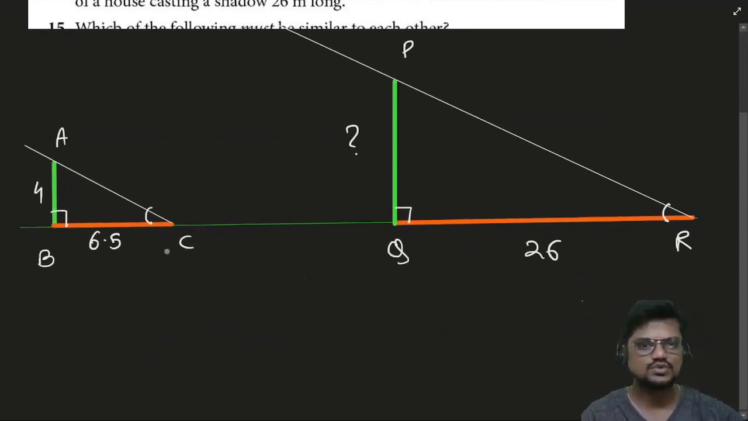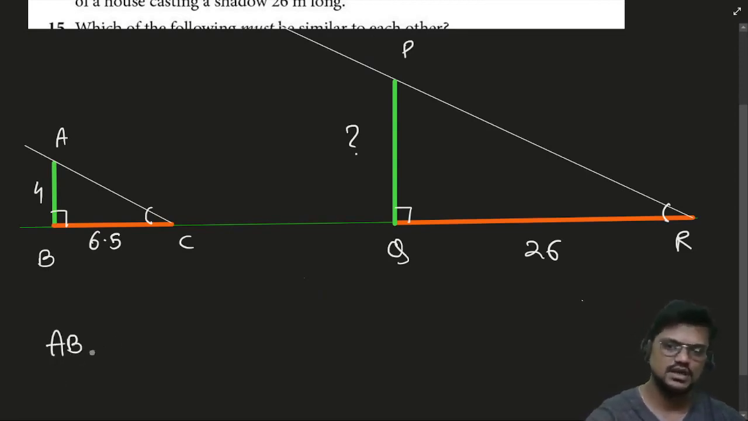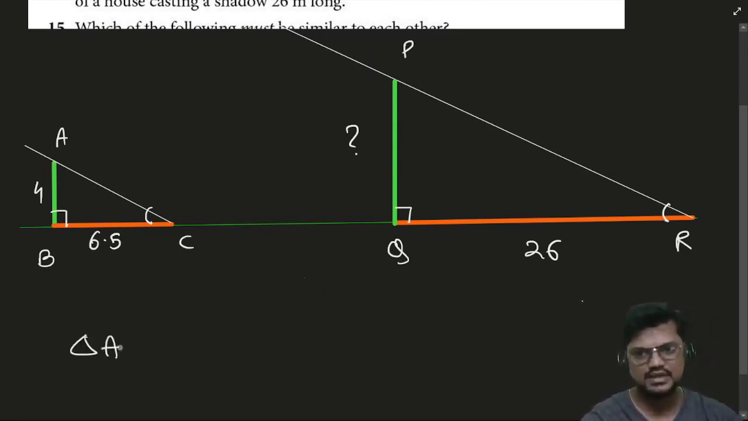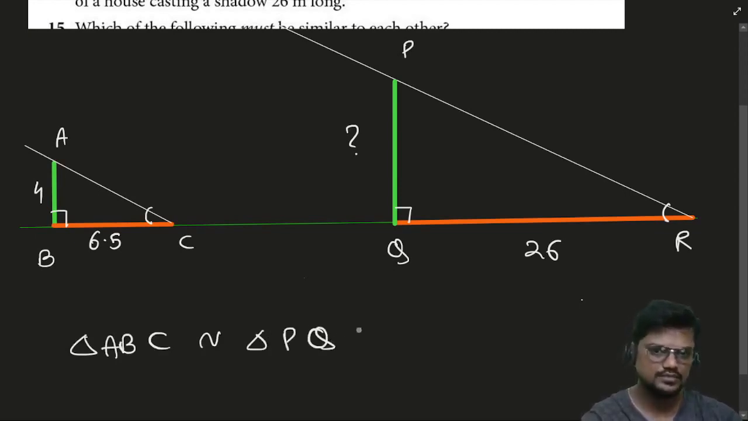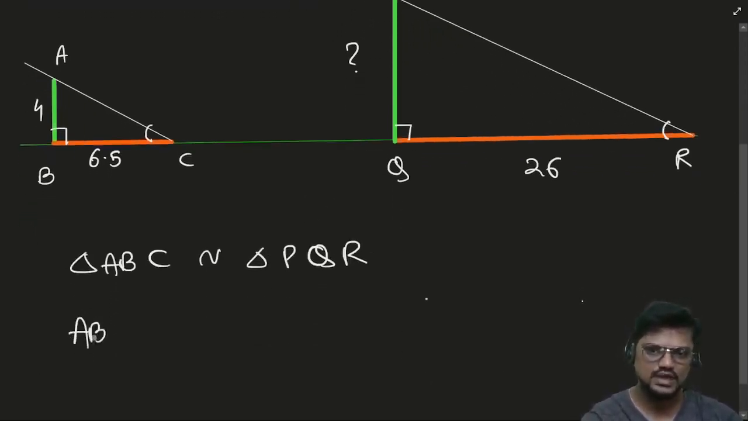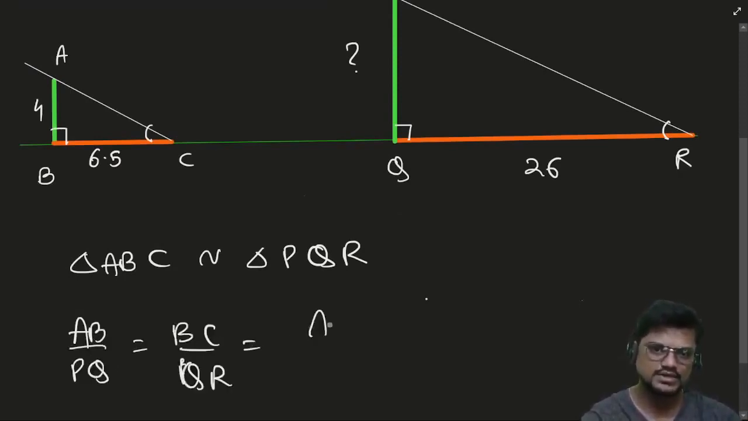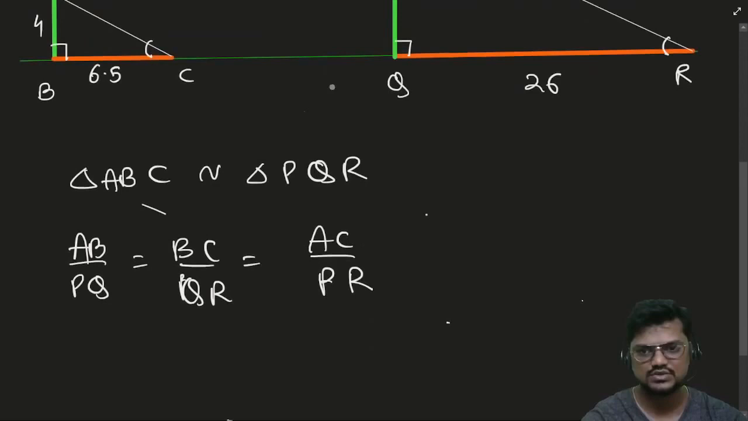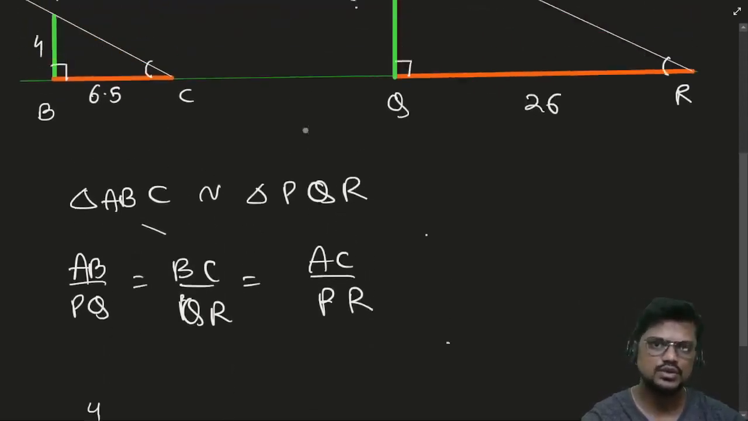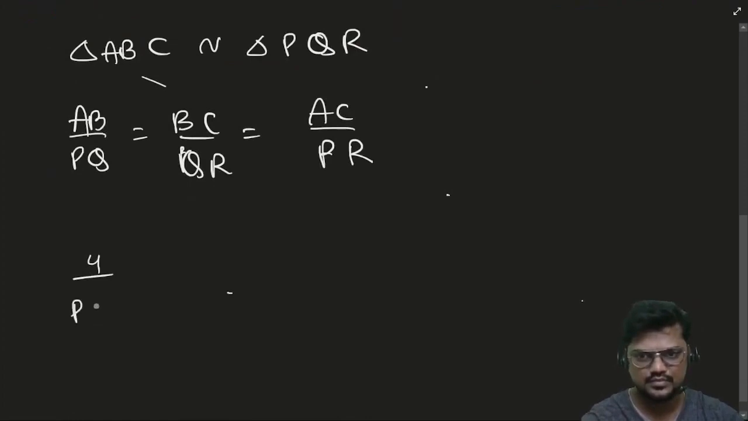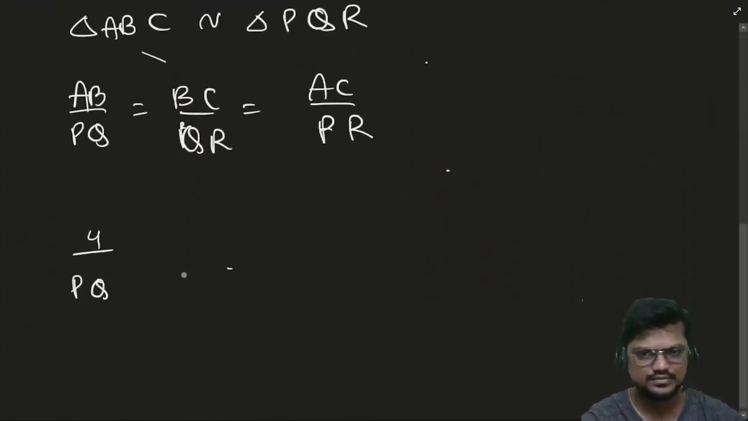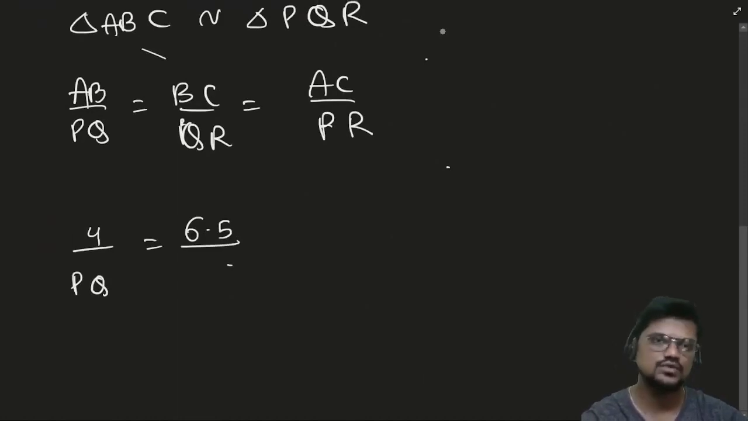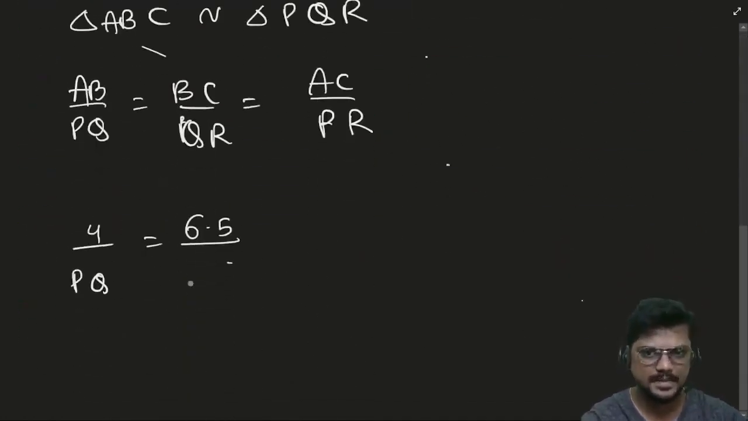If these two triangles are similar, then triangle ABC will be similar to triangle PQR. So AB upon PQ will be equal to BC upon QR will be equal to AC upon PR. So what values do I have? AB is 4, PQ I don't know, BC is 6.5 and QR is 26.